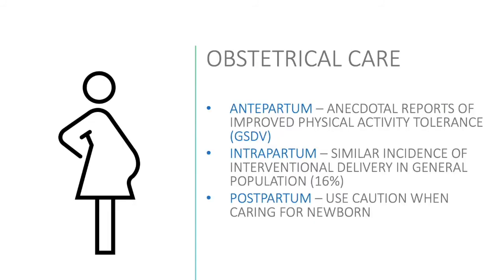The next section is obstetrical care. We do highlight that the uterus is composed of smooth muscle and therefore not directly affected in GSD5 and 7. That being said, all of the ancillary muscles could be affected, particularly during labor or perhaps when caring for a baby. So we talk about the different stages of pregnancy, delivery, and recovery, and highlight certain considerations for each.